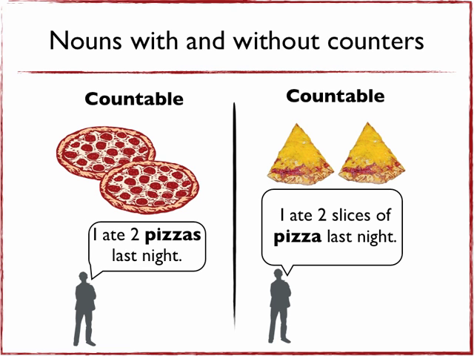For example, pizza, you can say, I ate 2 pizzas last night. This means you ate 2 whole pizzas. Or you can say, I ate 2 slices of pizza last night. Here, the counter slice tells us how much pizza we ate.